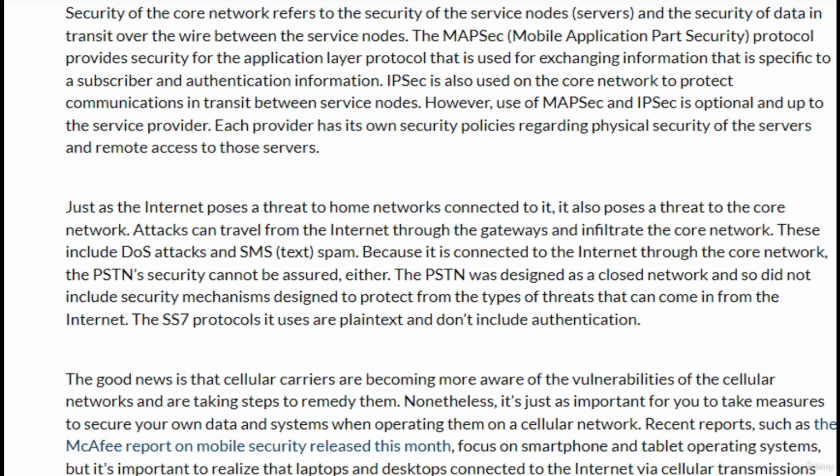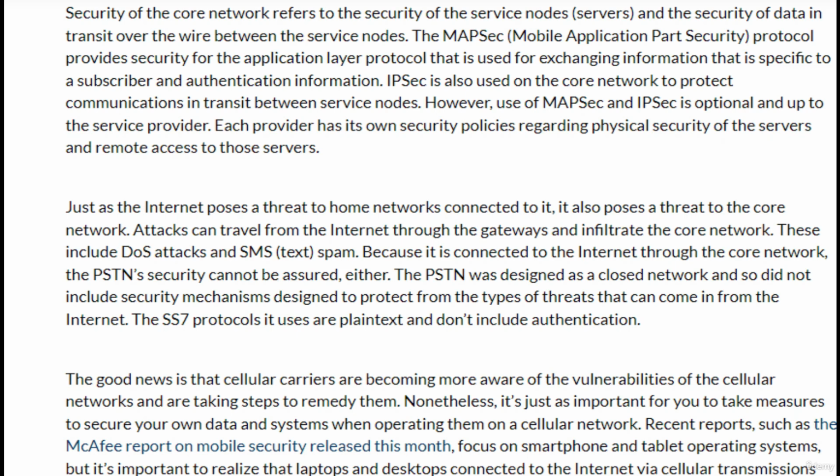The PSTN's security cannot be assured either. The PSTN was designed as a closed network and so did not include security mechanisms designed to protect from the types of threats that can come in from the internet. The SS7 protocols it uses are plain text and don't include authentication.